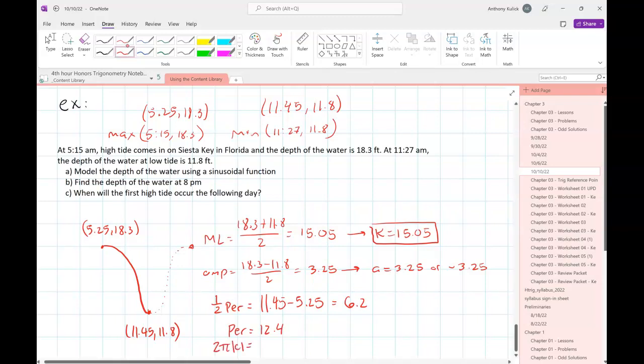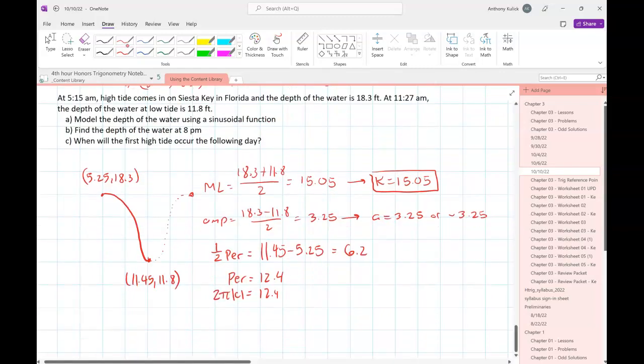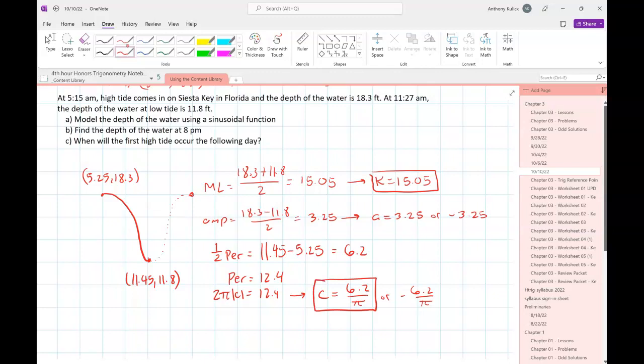So 2 pi over the absolute value of c is equal to 12.4. So that tells me c is equal to 6.2 over pi, or negative 6.2 over pi. We're always going to choose the positive option for c, though. Everybody still doing so far so good? It's all right?